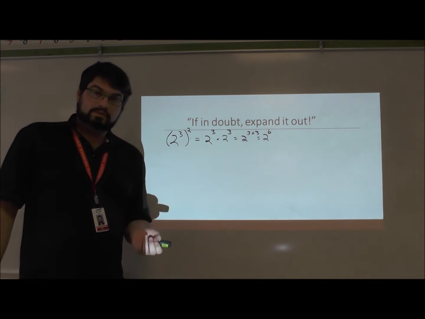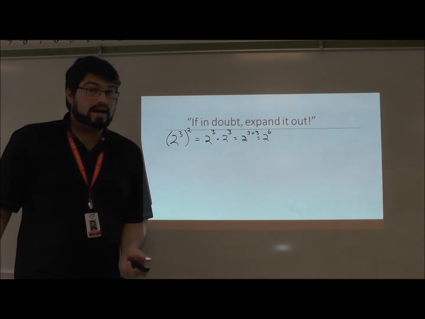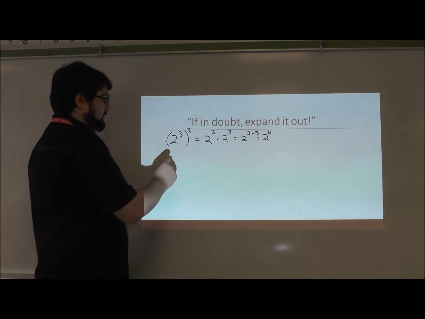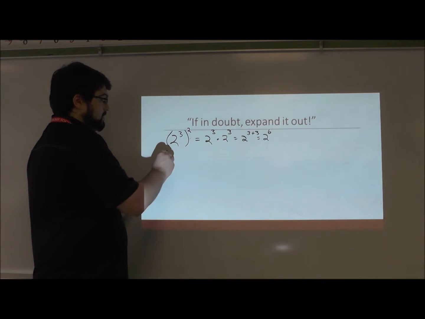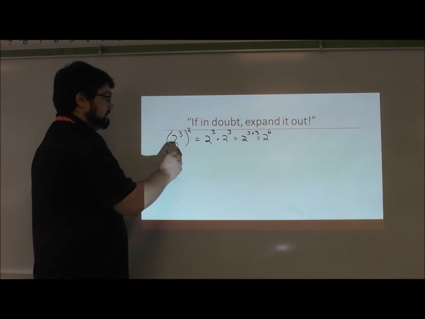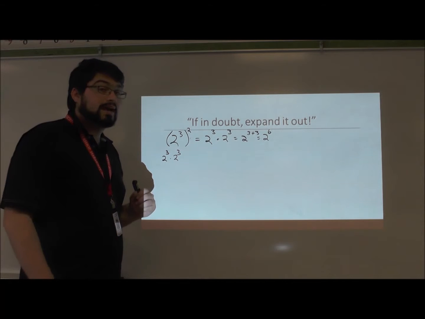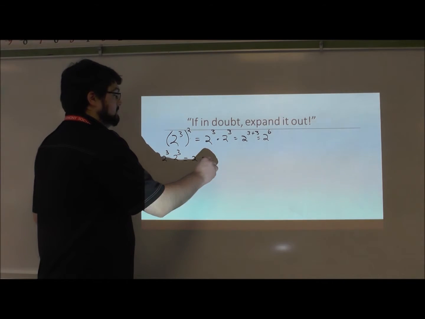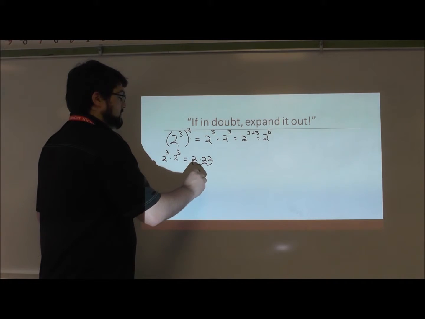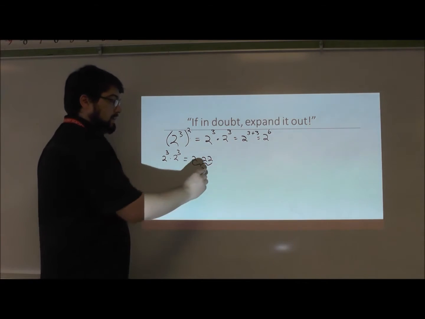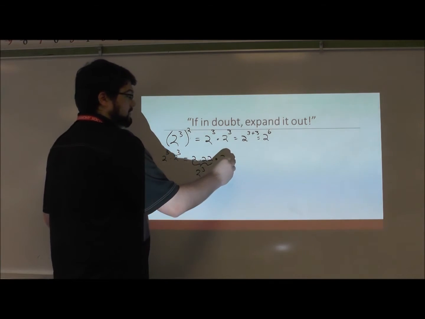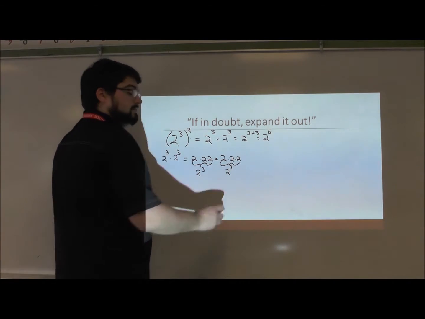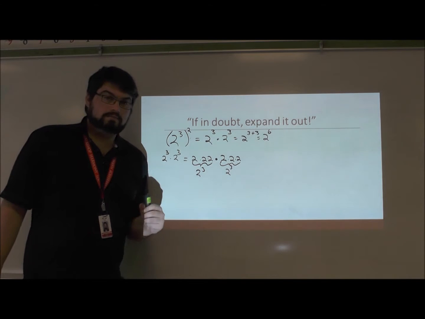But remember, I want to expand all of this out. So let's go back a couple of steps and let's go straight to here. 2 cubed times 2 cubed. I can still expand those out. I'll get 2 times 2 times 2. Here's that first 2 to the cubed power. Still multiplying. 2 times 2 times 2. Here's the second 2 to the 3rd power.